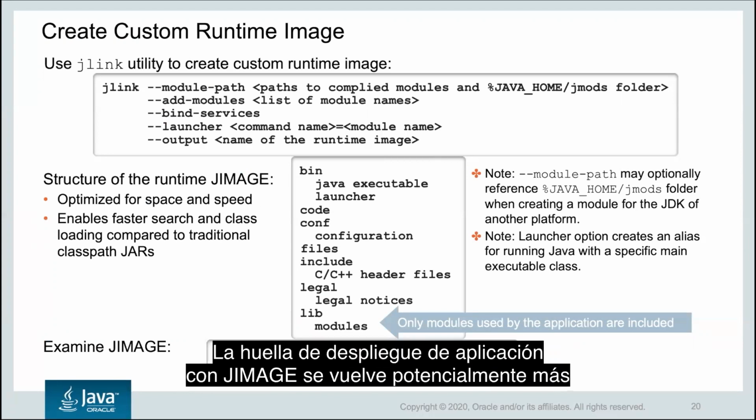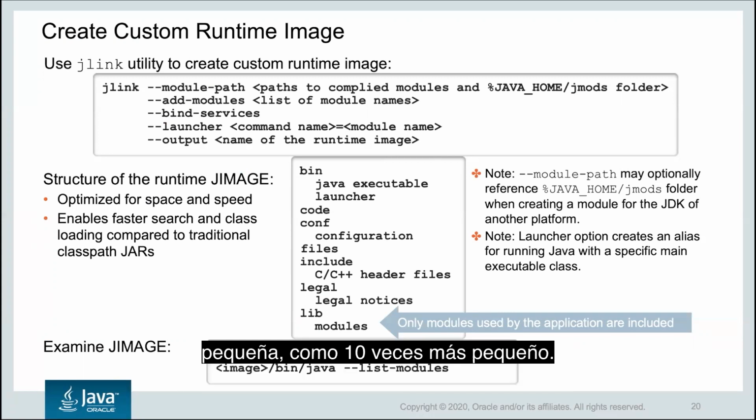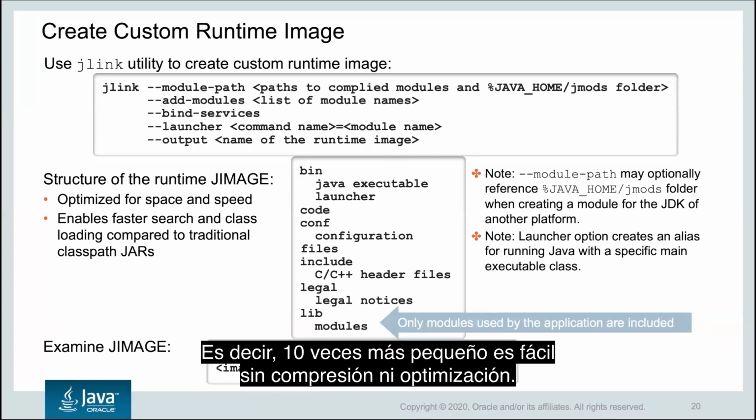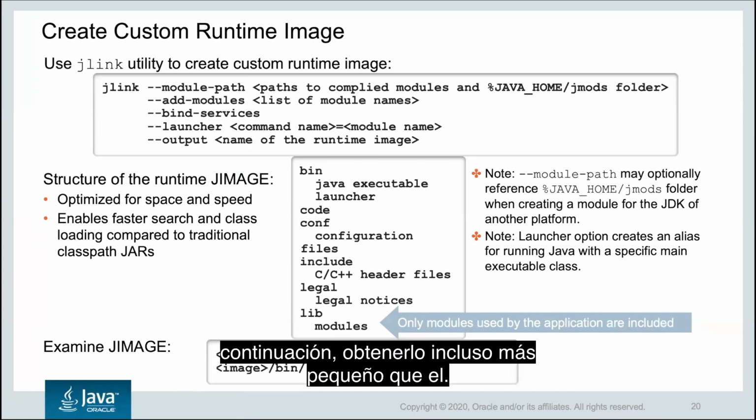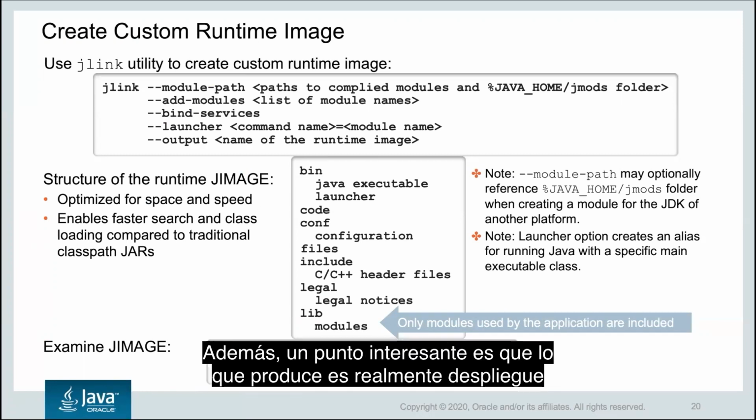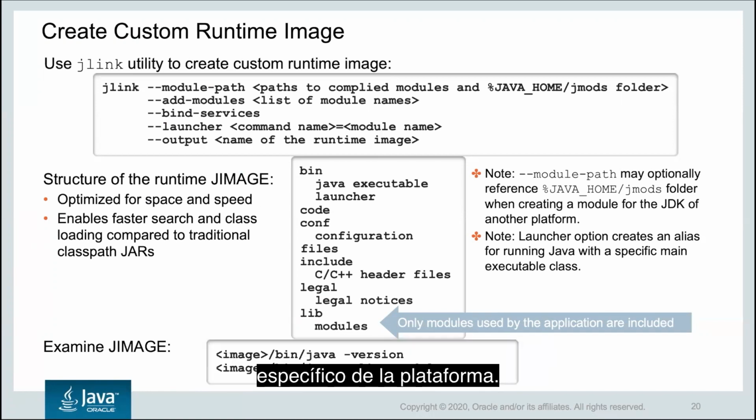Your application deployment footprint with a JImage becomes dramatically smaller, like 10 times smaller, actually possibly more than that. I mean, 10 times smaller is easy. It's without compression or optimization. But you can do some optimizations, you can do compression as well, and then you'll get it even smaller than that.